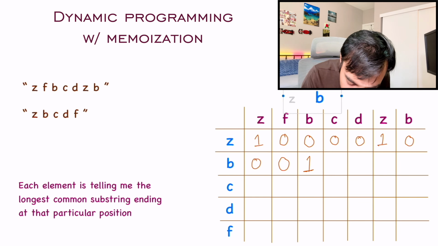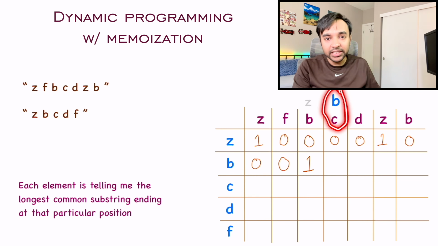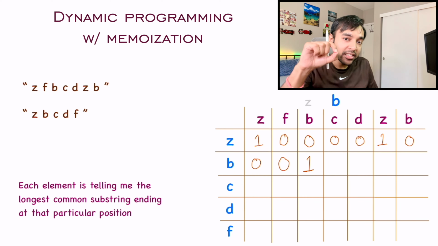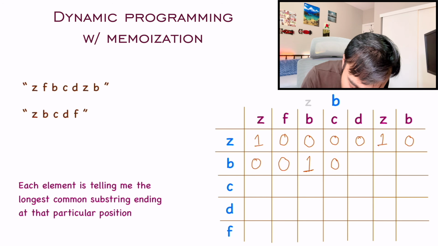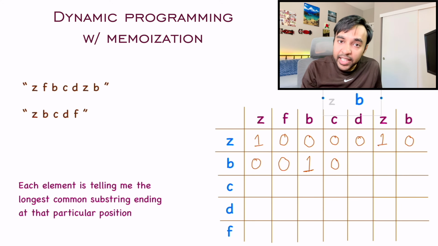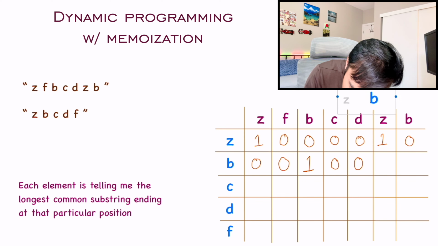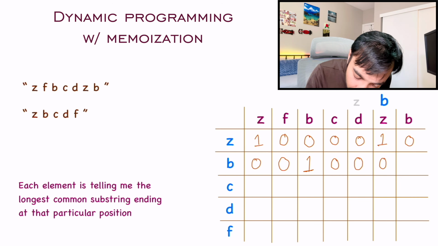Now just keep moving ahead. You slide ahead and then you see the characters B and C. Once again, they do not match. So there cannot be a substring that ends at this particular position. So I will write down a 0 over here. Move ahead now. B and D again do not match. So I will write down a 0 over here. Move ahead. B and Z do not match. So write down a 0 over here.